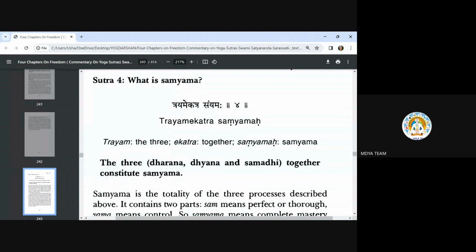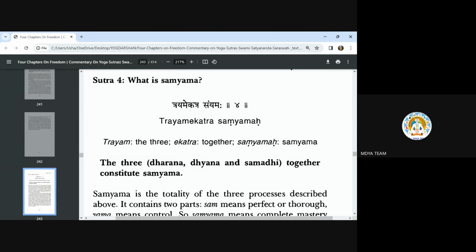Now, when dhyana is going on, I also clarified that the person is aware of meditating, the person is aware of the process or the technique of meditation, and the person is aware of the object of meditation. The person is cognizant of all these aspects. That is the differentiating factor of dhyana.